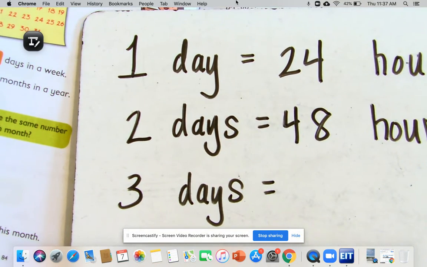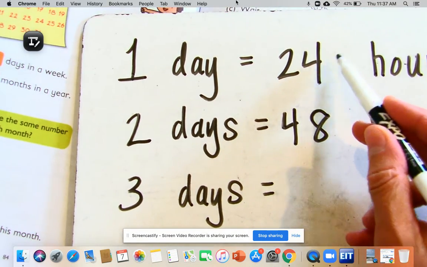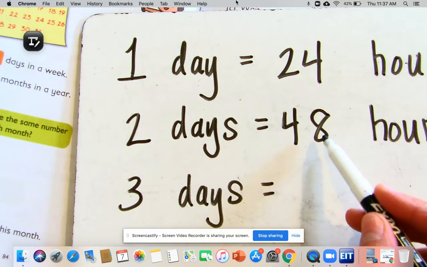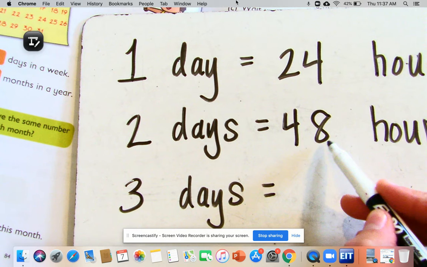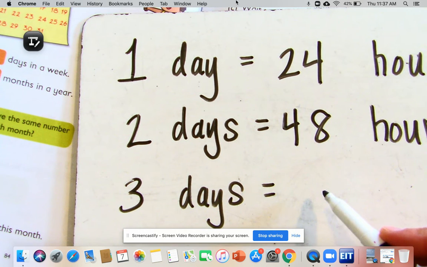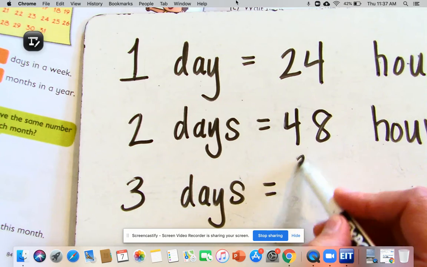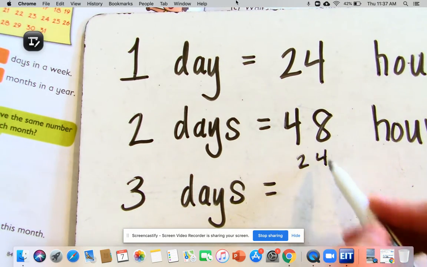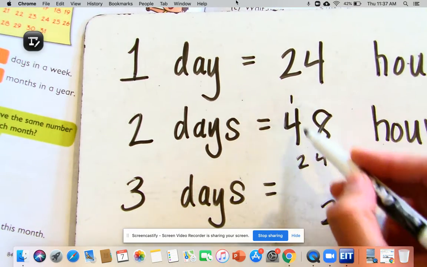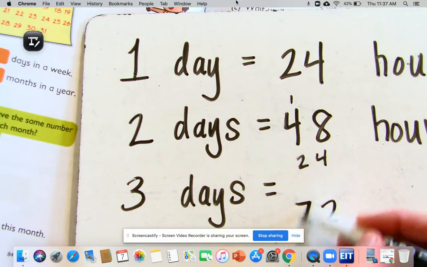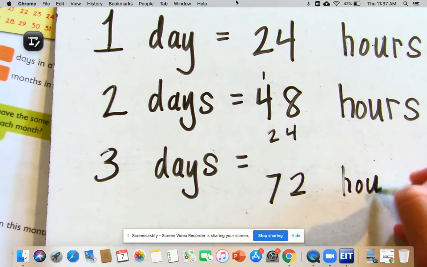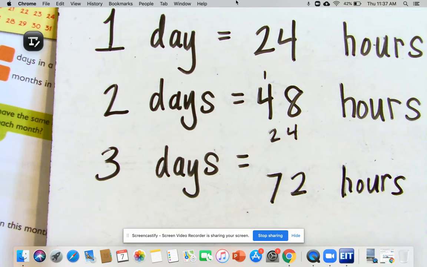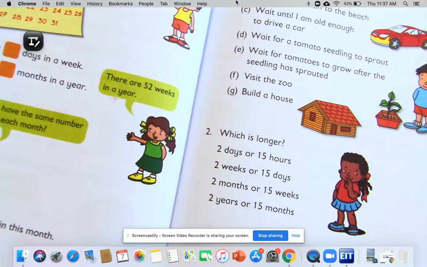3 days. So now we've got 1 day is 24 hours, 2 days is 48 hours, 3 days. So how could we figure that out? That would be 48 plus another 24. Let's see, 8 plus 4 would be 12. 4 plus 2 is 6, and 1 more is 7. That would be 72 hours. Okay, all right. So let's continue.